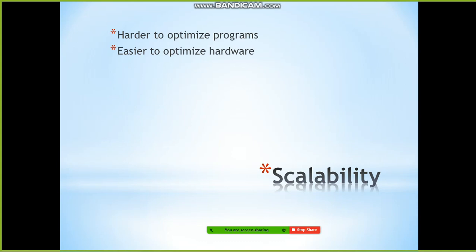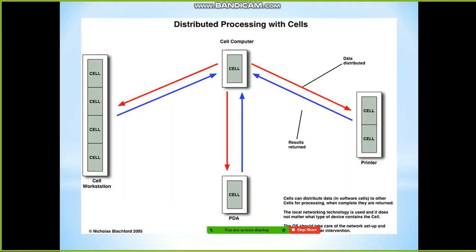Now scalability. Scalability is the ability of a system to take advantage of additional resources such as database service, processor, memory, or disk space. Then distributed processing with Cells: every Cell is connected with the Cell computer, and the Cells can distribute data in software cells to other Cells for processing. When complete, they are returned. It uses local network technology, and it does not matter what type of device contains the Cell.